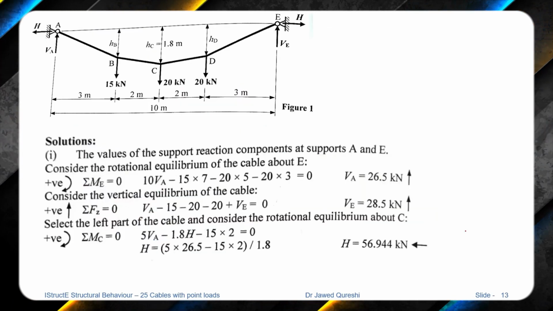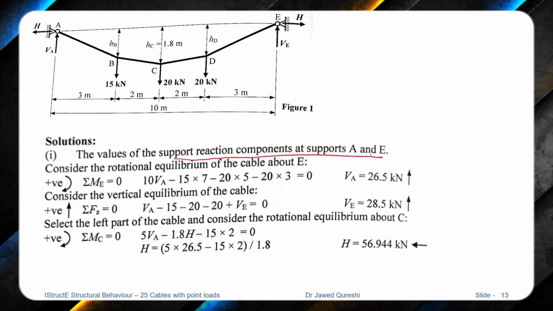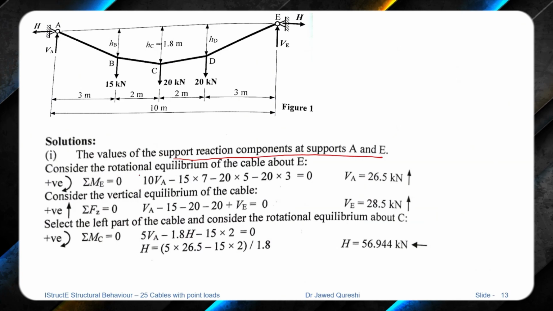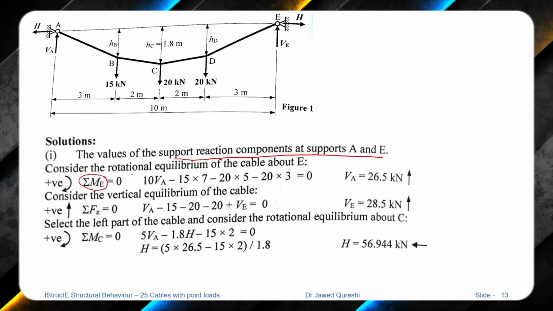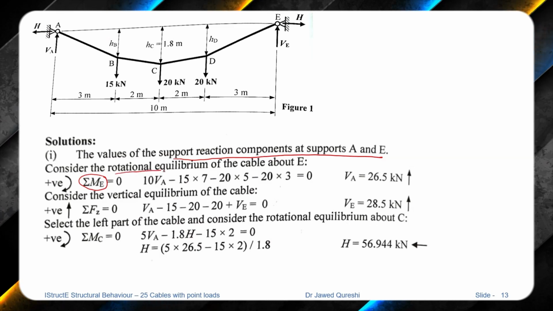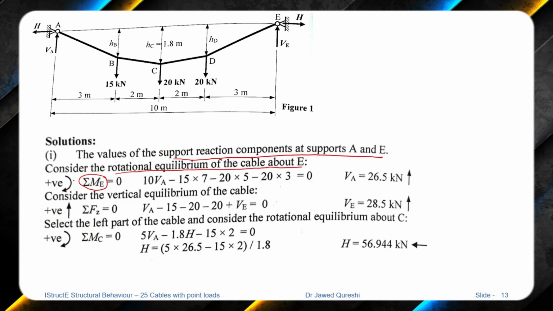Here is the solution. So first we have to determine the support reactions at A and E. For that, we have to take summation of moments at E is equal to 0. In other words, we can say rotational equilibrium of cable about E is 0.